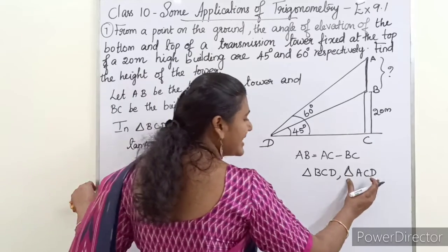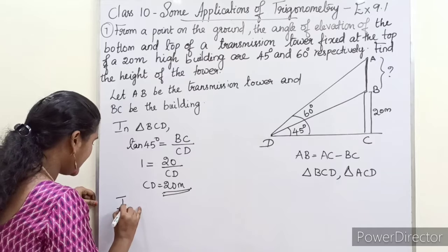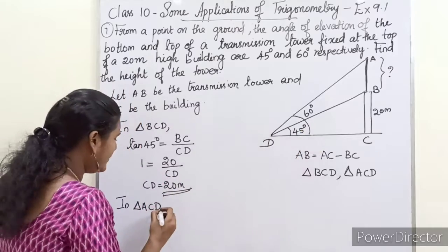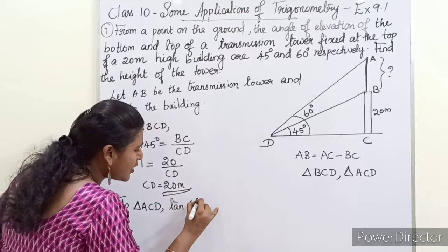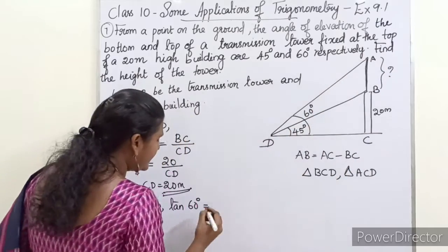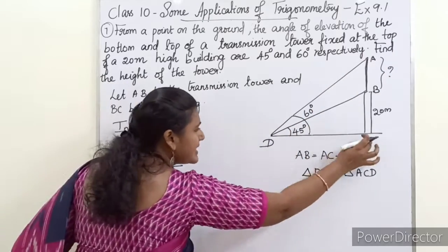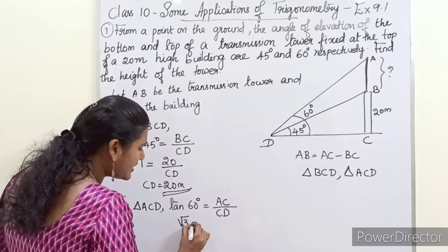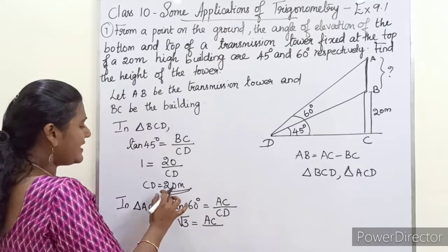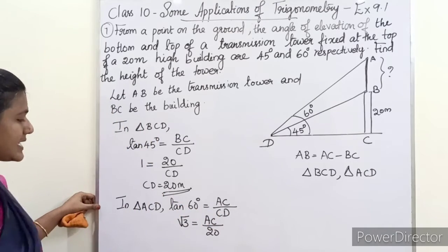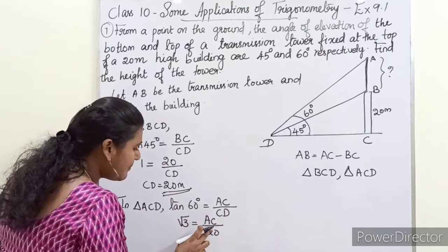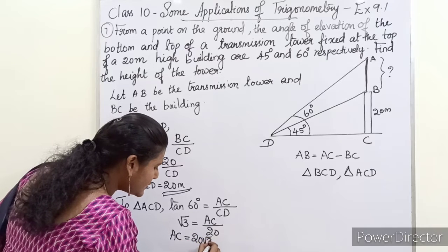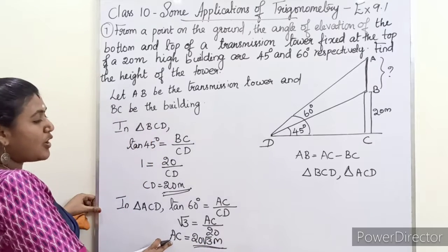Now we will consider the next triangle, triangle ACD. In triangle ACD, again we will take the tan value. So tan 60 degree is equal to opposite side, which is AC, by adjacent side, CD. What is the value of tan 60 degree? That is root 3, equal to AC by CD. Just now we have found CD is 20. So root 3 equals AC by 20. Now we will cross multiply. So you will get the value of AC as 20 root 3 meters.